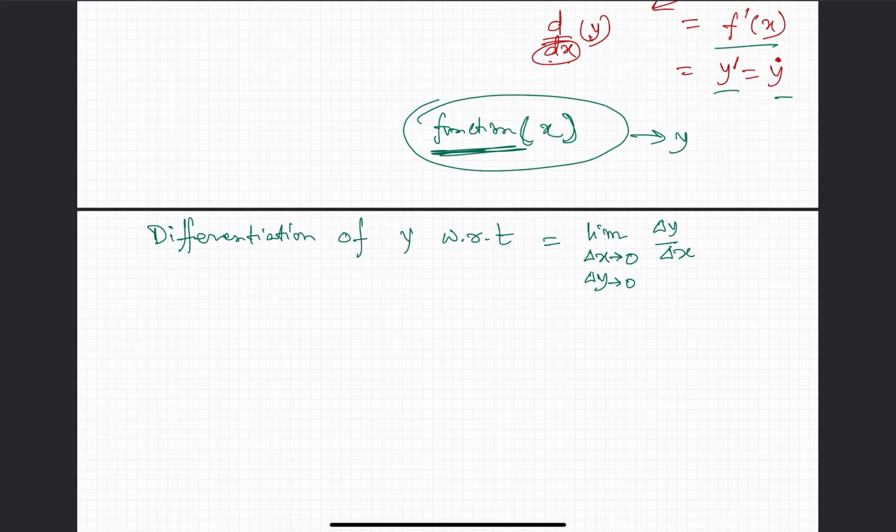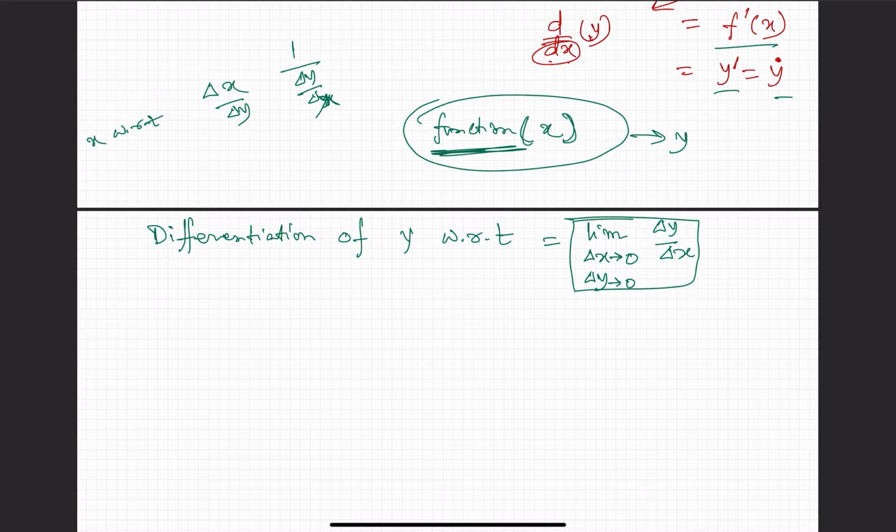We can obviously find del x del y. That would be the differentiation of x with respect to y, obviously, and that would be just 1 by del y del x, nothing else. So this is the differentiation of y with respect to x.